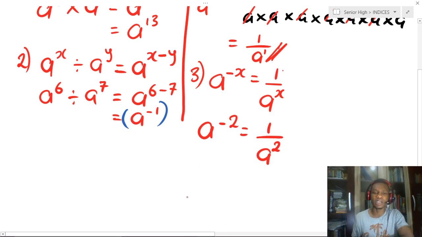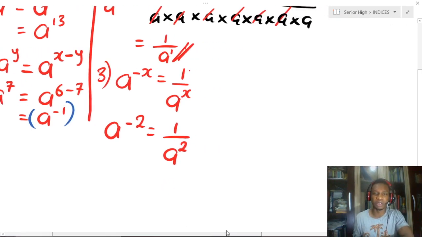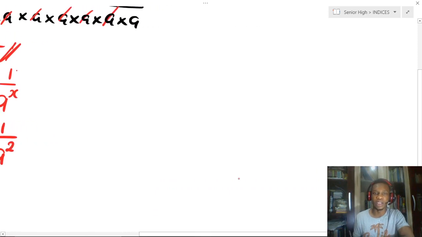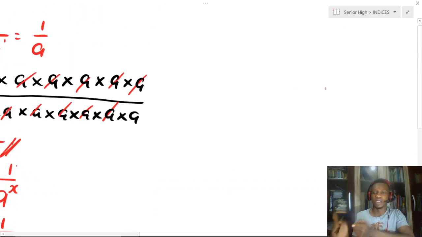Now let's go on to another law of indices. Now we've done 3 laws. We've done the addition law, we've done the subtraction law, we've done the negative index law.